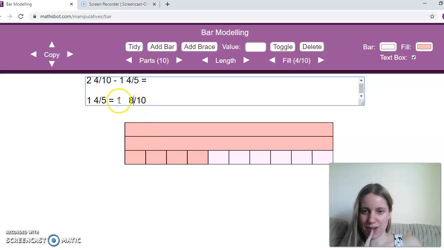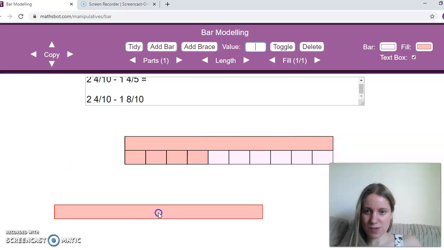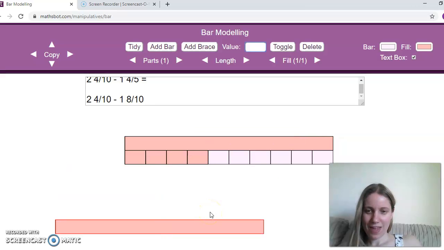So I can sort of change my question now and think about it instead as 2 wholes and 4/10 subtract 1 whole and 8/10. That's a little bit easier to think about, but I still want to use my bars to help me. So first of all, I've spotted something here that I can do. I've got some wholes, 2 wholes and 1 whole. So I'm going to take that whole away first of all. So that's 1 whole taken away. And so I've done that first part. Now I need to take away 8/10. I've only got 4/10 here, but I'll do that first.